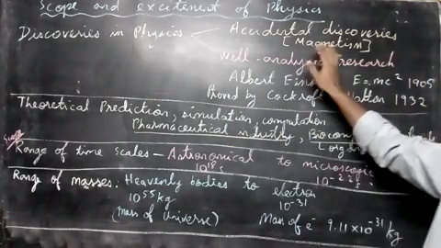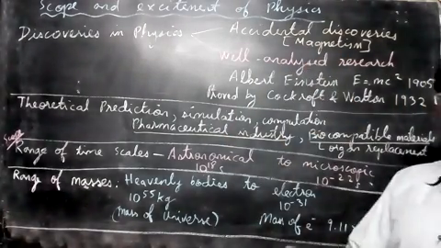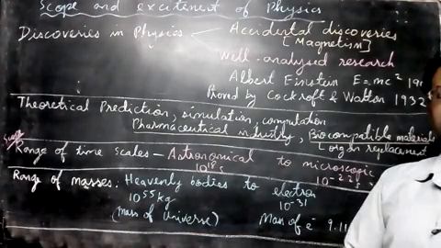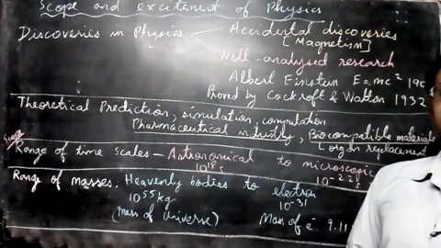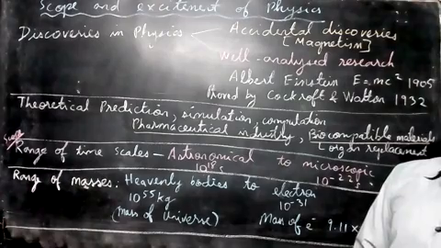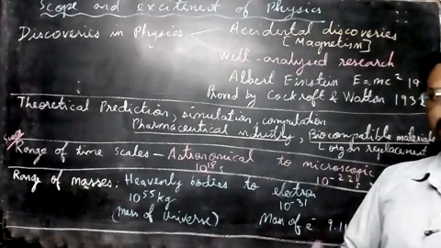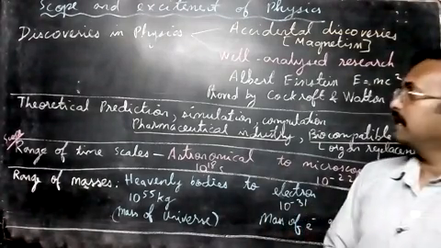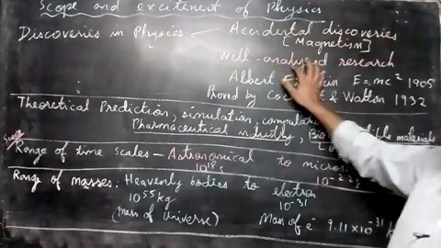For example, magnetism. Early man saw that there was some kind of rock which attracted a piece of iron. With the help of that we discovered magnetism, and now we say theoretically how magnetism comes. The second one is by well-analyzed research.